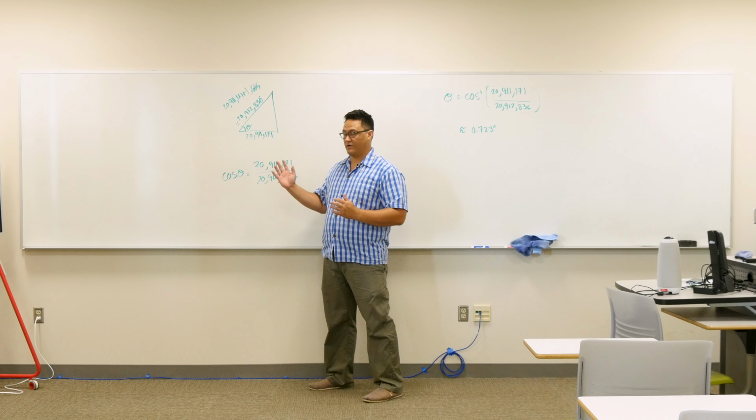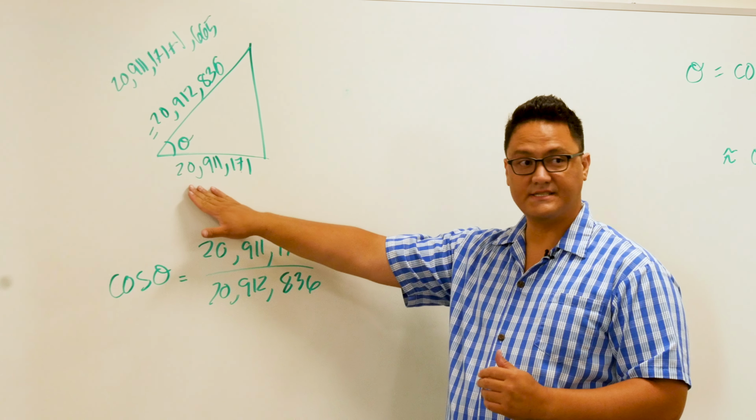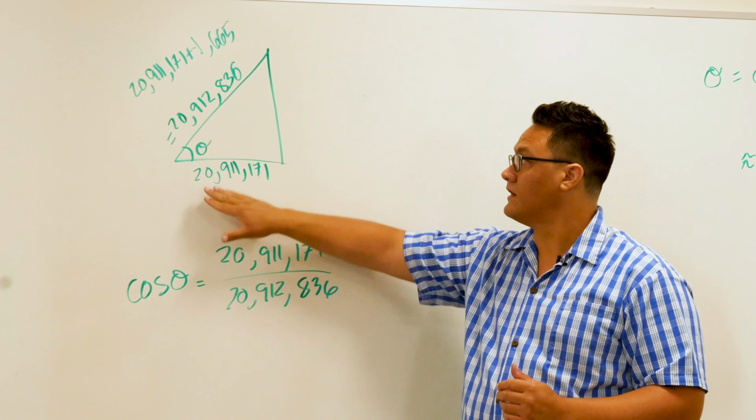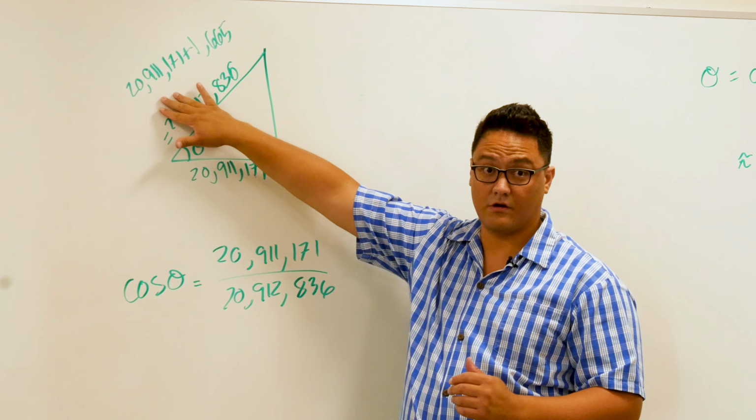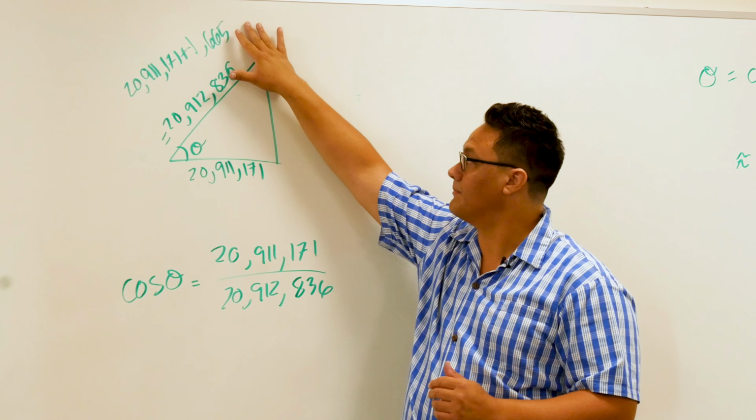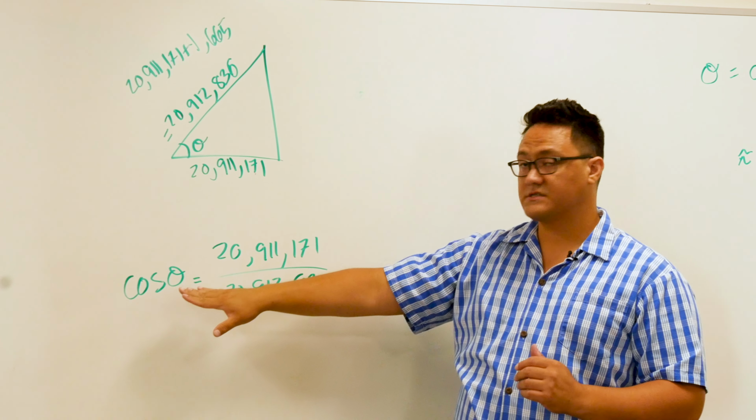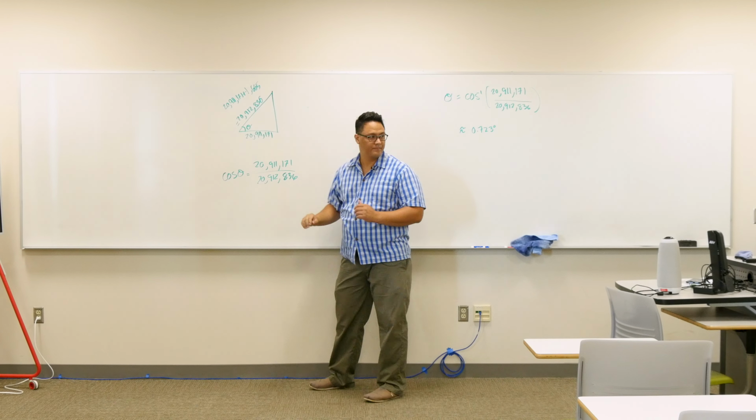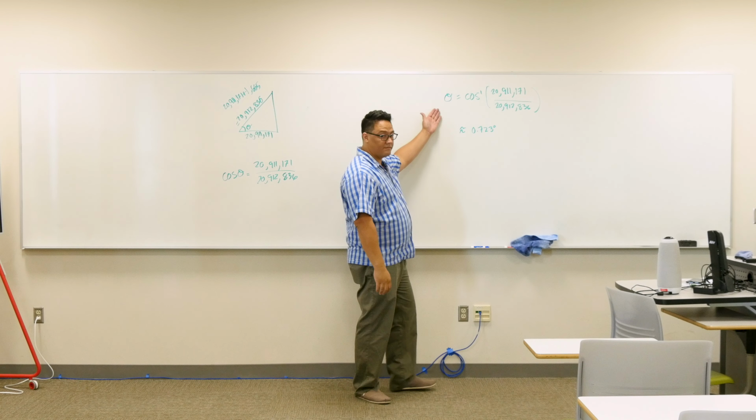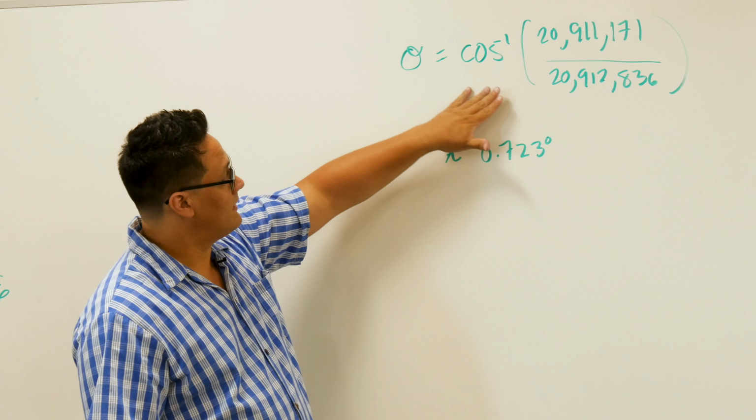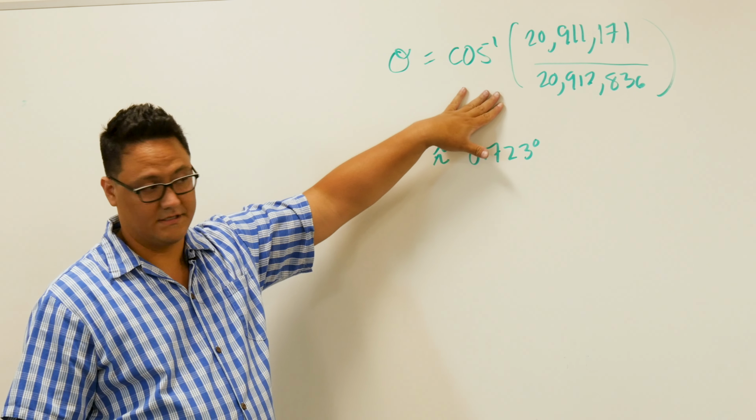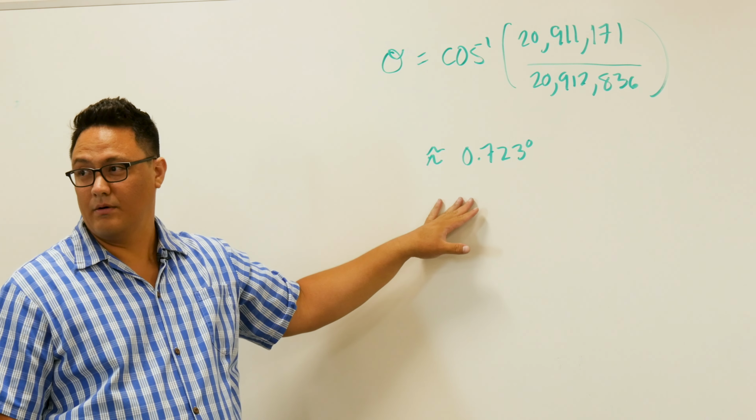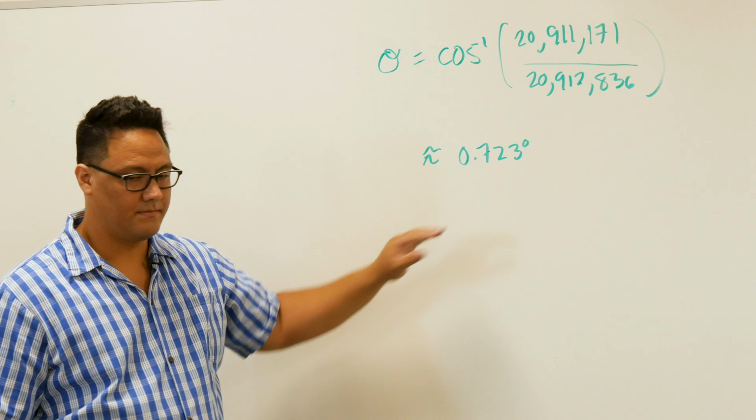All right, so we have a right triangle. We know the adjacent side, that's the radius of the Earth. The hypotenuse is the radius of the Earth plus the height of the mountain. And so this gives us cosine, since we're dealing with adjacent over hypotenuse. Solving for our angle theta, we get inverse cosine of this ratio, and we get about 0.723 degrees.